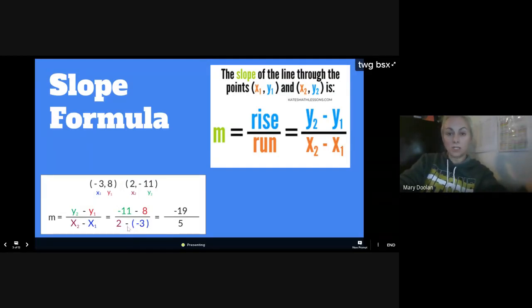2 minus negative 3. When you have a subtraction sign and a negative sign next to each other, like we have here, you add the opposite. So this becomes 2 plus positive 3, becomes 5.